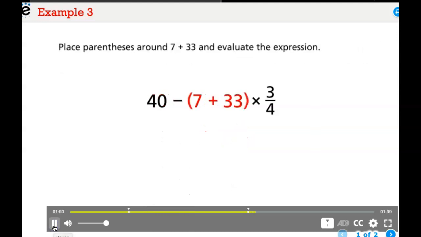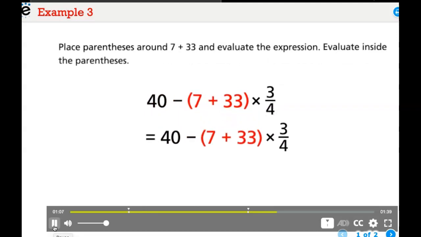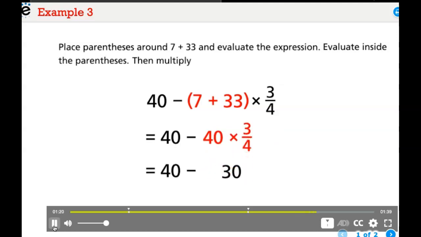Now try placing parentheses around 7 plus 33 and evaluate the expression. First, evaluate inside the parentheses. 7 plus 33 equals 40. Then multiply the 40 by 3/4, which equals 30, and subtract. The difference is 10.